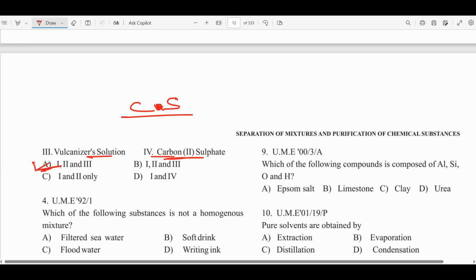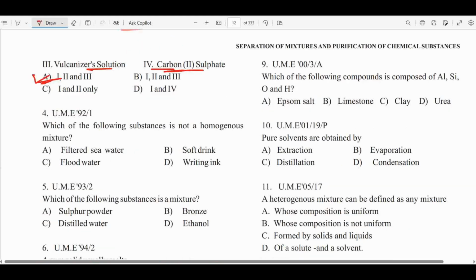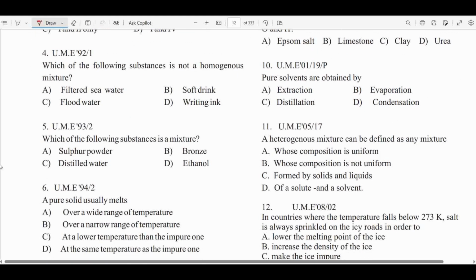If you have any question, you can put it in the comment. Let's go on to the next question, question 4. Which of the following substances is not a homogeneous mixture? So you have the concept of homogeneous and heterogeneous mixture.